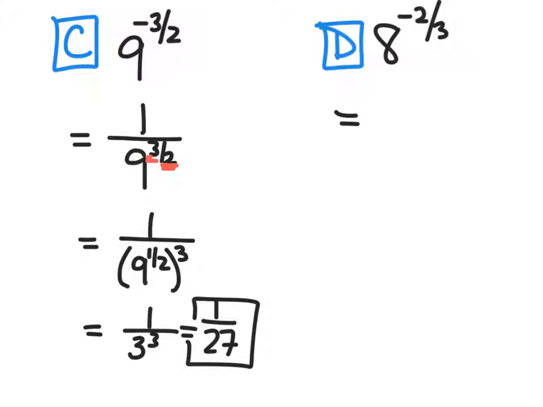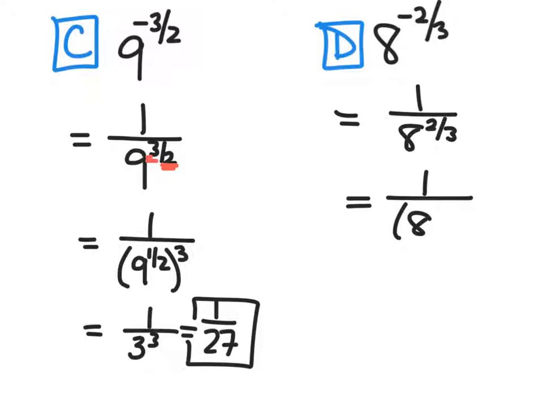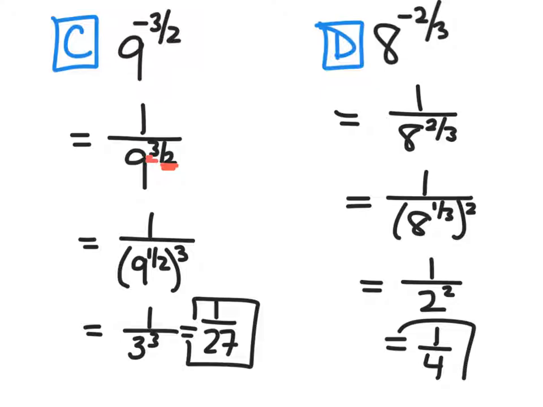Similarly, for 8 to the minus 2/3, you first make the power positive by moving it to the basement. I'm then going to take 8 to the 1/3, that's the root, and I'm going to square that. The third root of 8 is 2, and we have that squared, and that's where we get 1/4 as the answer.